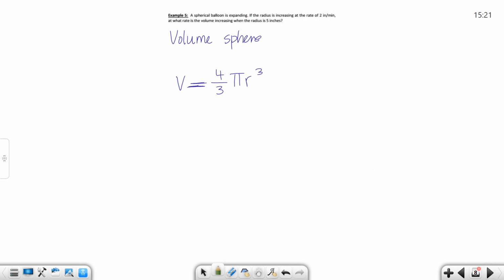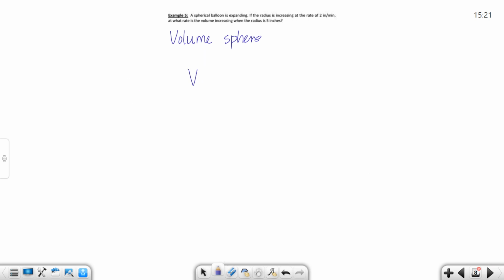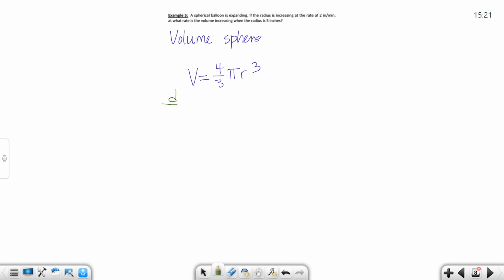Sorry, I needed to see what color we're using. There we go. So let's take the derivative with respect to t of both sides. I think I'd rather write that separately, so let me clean it up just a bit. Again, my formula is 4/3 pi r cubed because it said volume of a sphere. And what I'm going to do with it is take the derivative of both sides with respect to t.